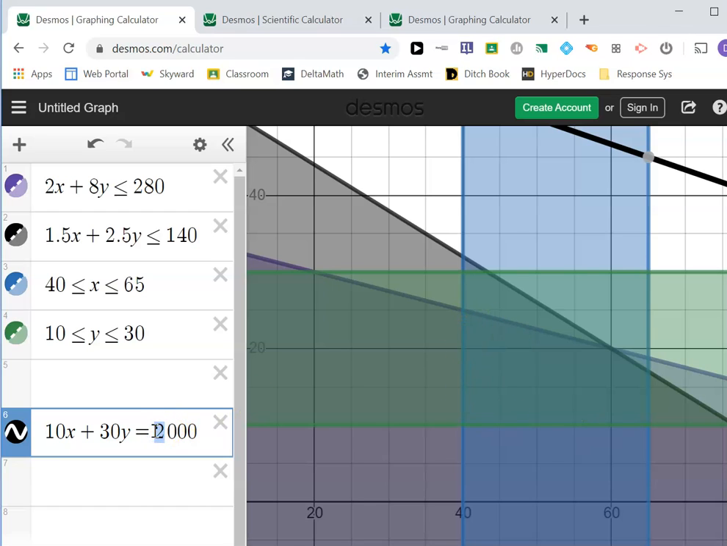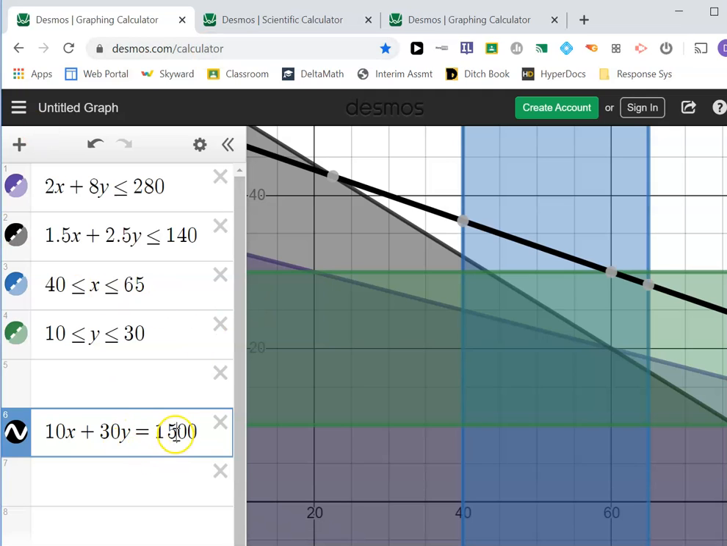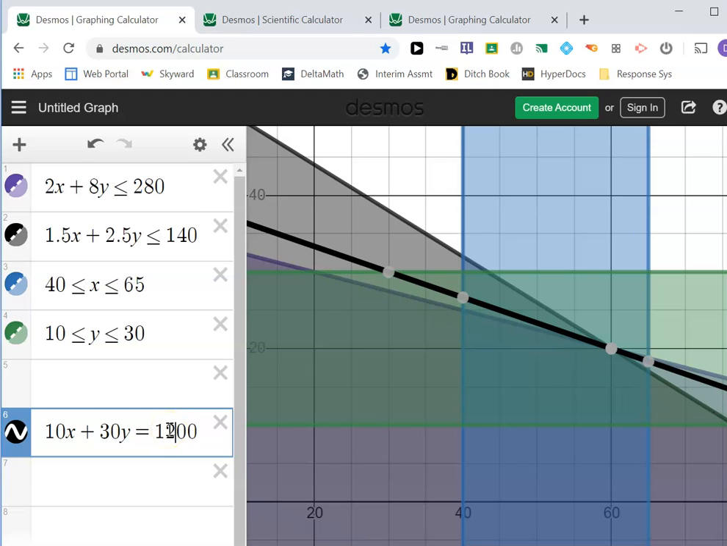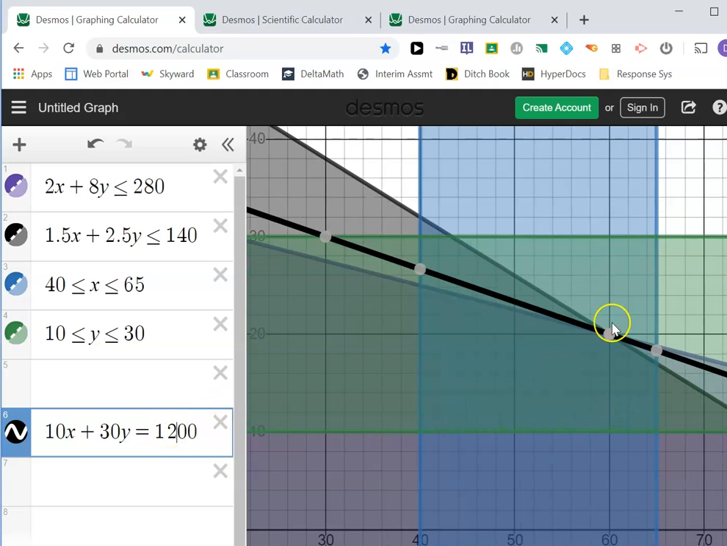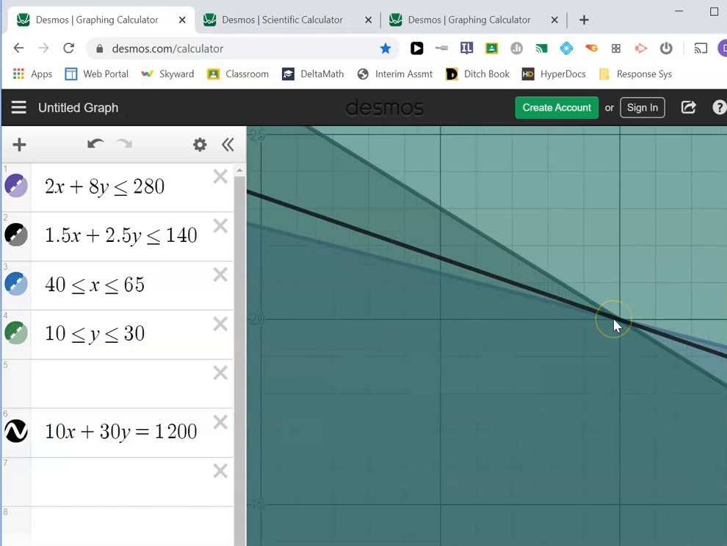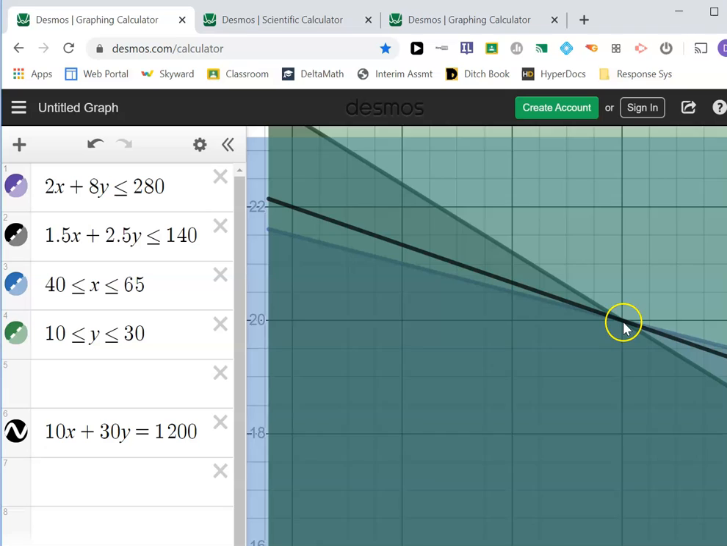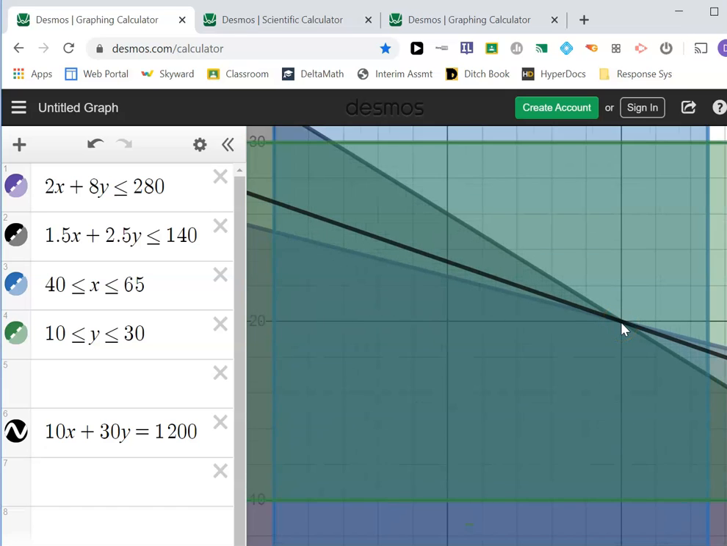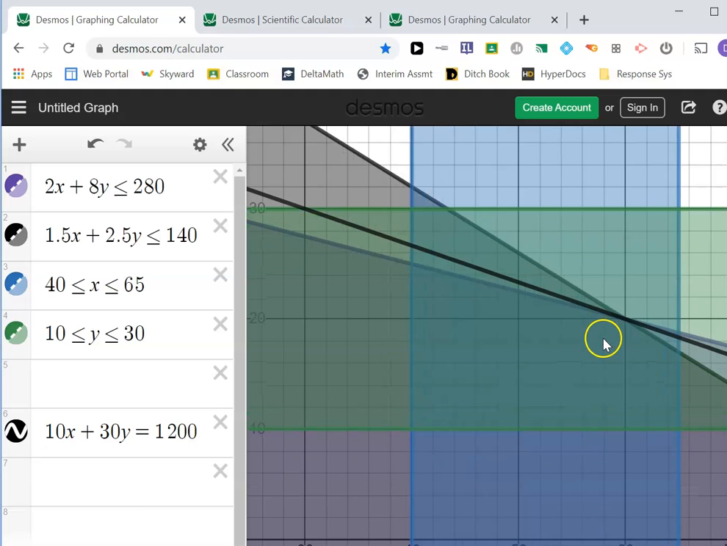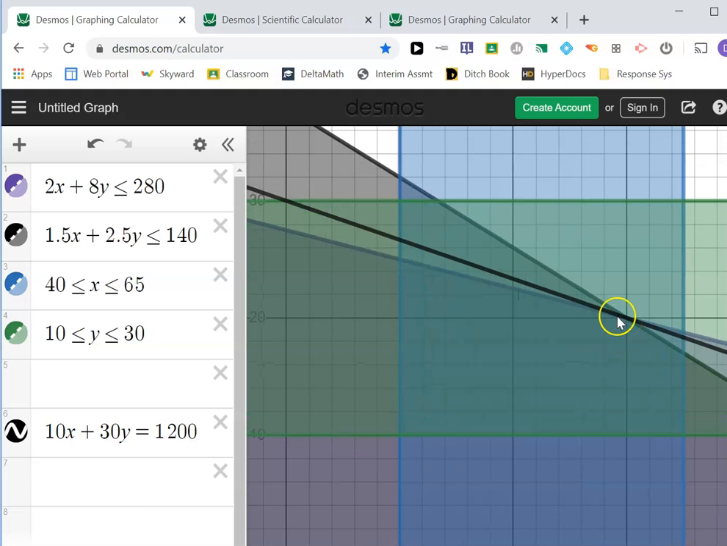Maybe I could make $1,500 though. Let's try it. Nope, doesn't look like it. Could I make 1,100? Yeah, I can make 1,100, because that goes through this region. Could I make 1,200? Wow. Yeah, looks like that combination right there is the only combination that you could make $1,200 on. So now we know not only different combinations that we could feasibly make, but we know the combination that makes us the most money.